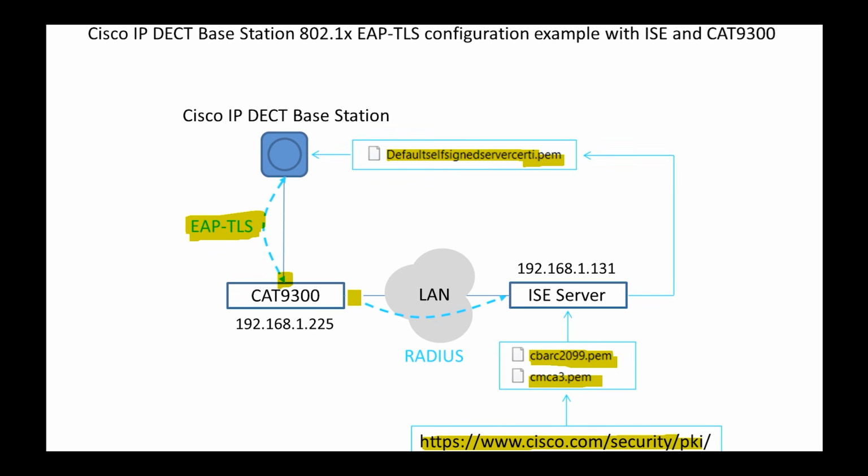If you're suspecting issues that might be occurring between the CAT9300 switch and the ISE, then we want to do a Wireshark capture on the switch port where ISE is, and then take a look at the RADIUS packets.